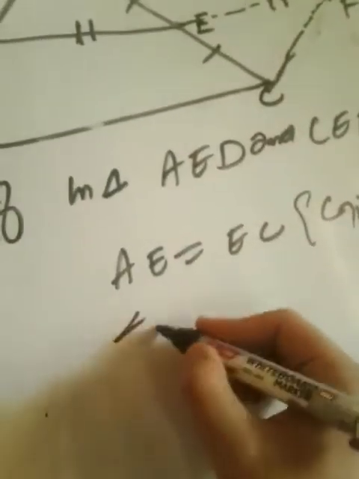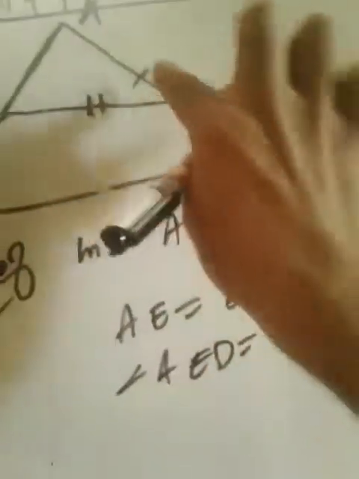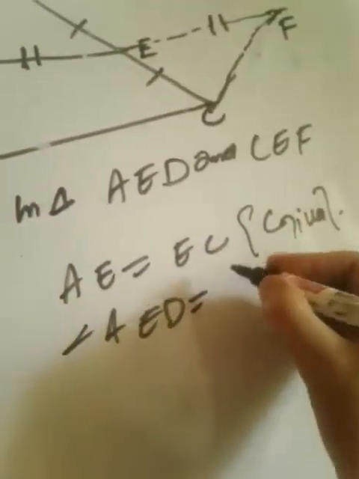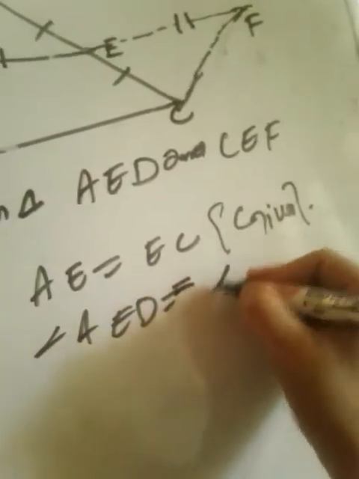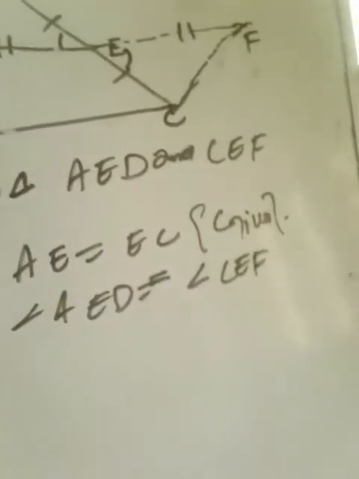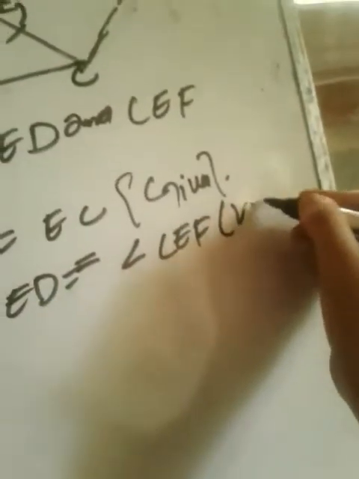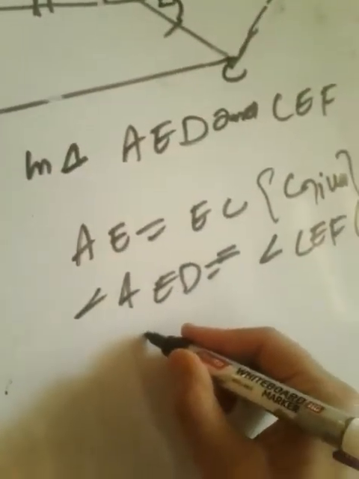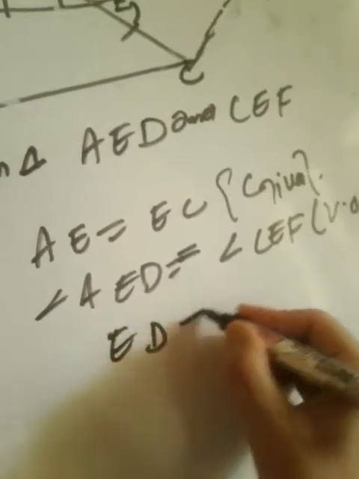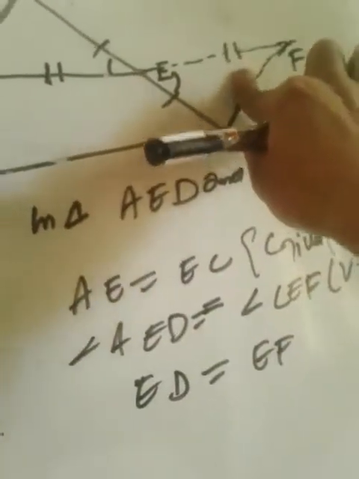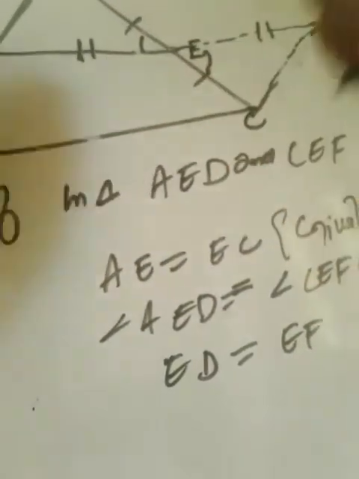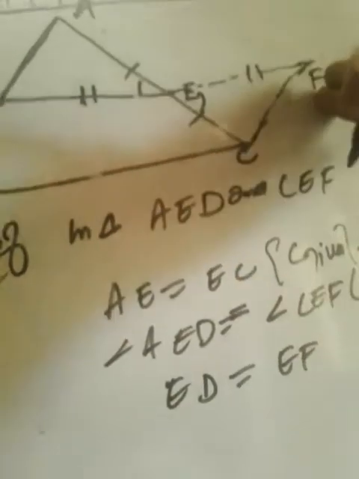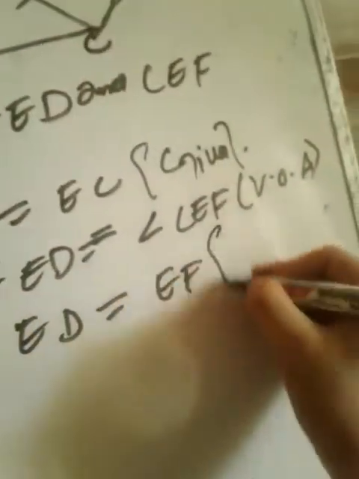Angle AED equals angle CEF. Why? Because these are vertically opposite angles. Also, DE equals EF. Why? Because by construction we produce DE to F such that DE equals EF.